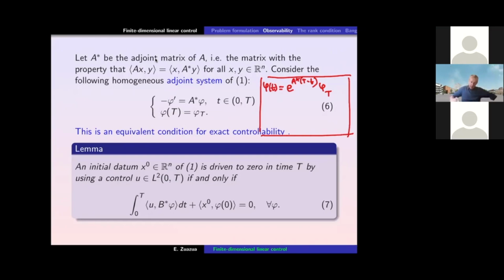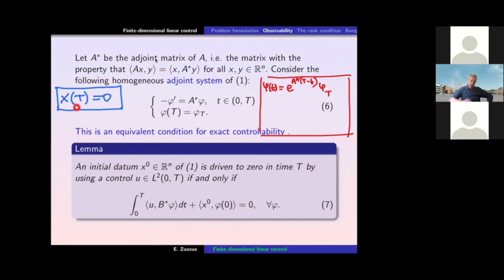And then I claim the following. Assume that my goal in the control problem was to drive the system to zero, the system being linear. In fact, you don't need to consider all possible targets. You can just consider all possible initial data and wonder whether you can drive the system to zero. Zero is a representation of a very simplified final state I could try to achieve.